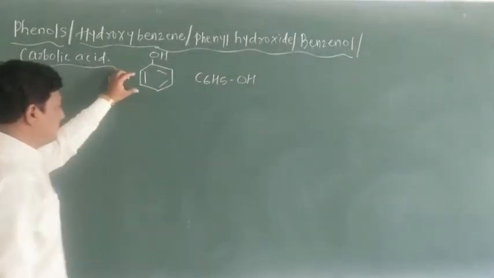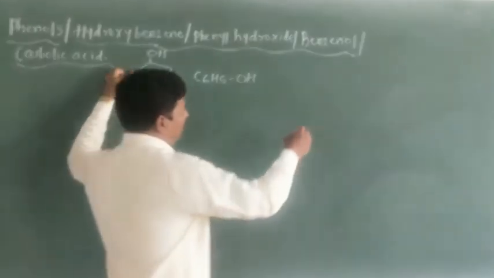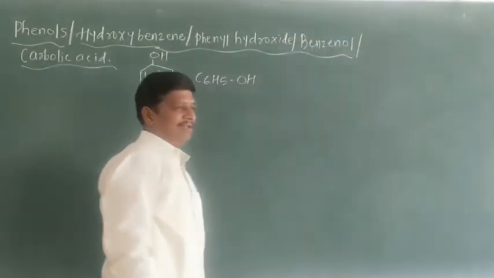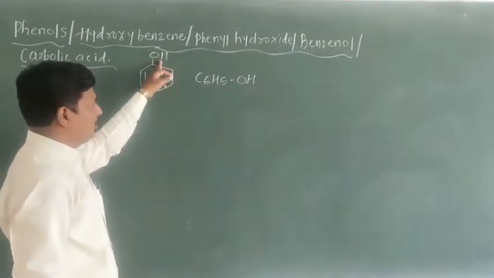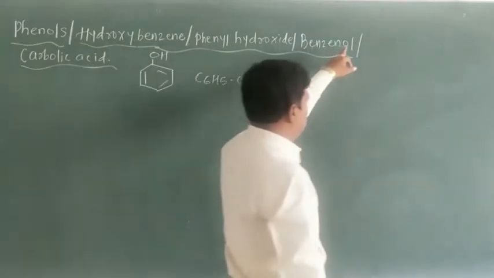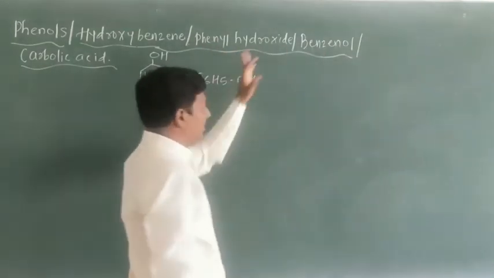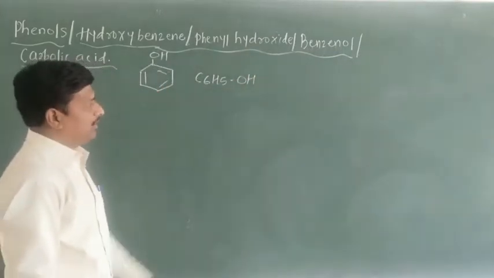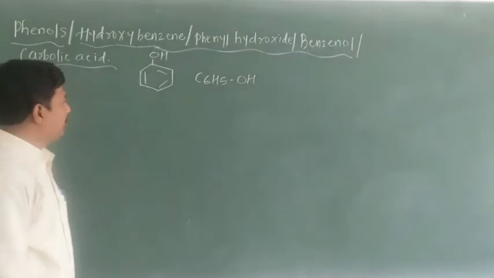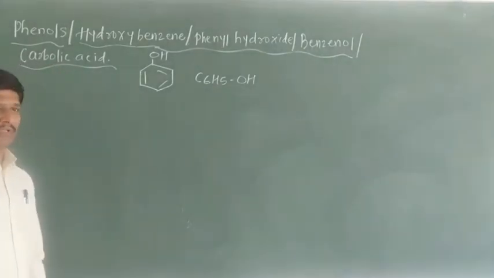Now, as phenol contains the benzene ring, the word is benz. And on the benzene ring, the OH hydroxy group is present, and due to this OH group the suffix ol is in the name, and therefore the name is benzenol. Understood? Now one more name remains, that is carbonic acid.